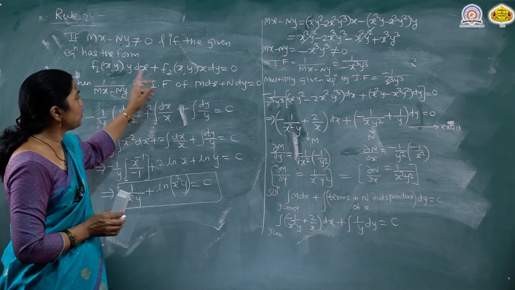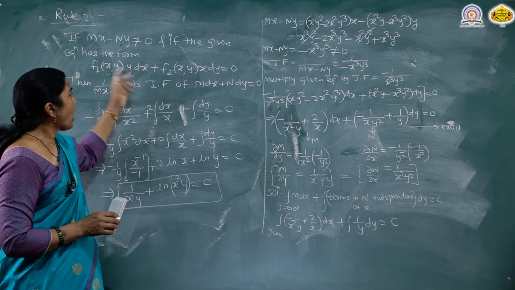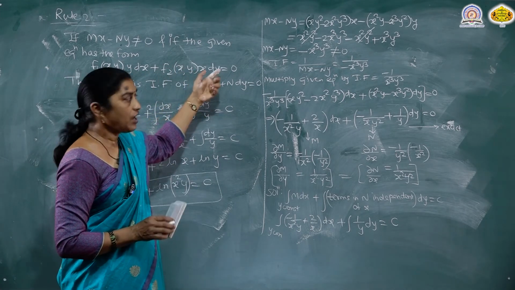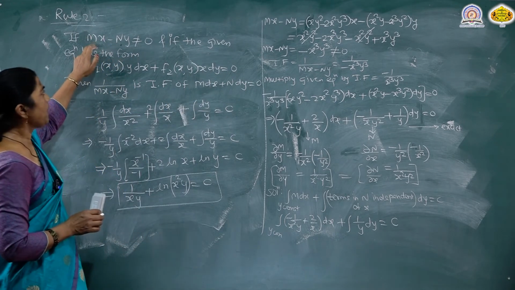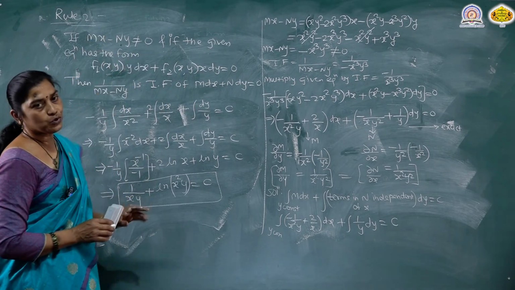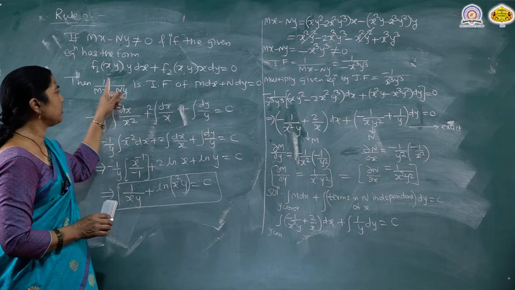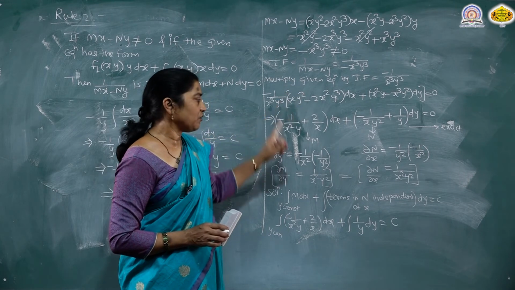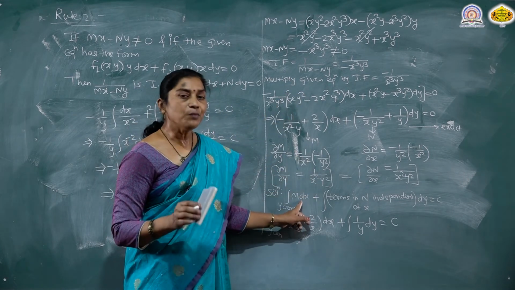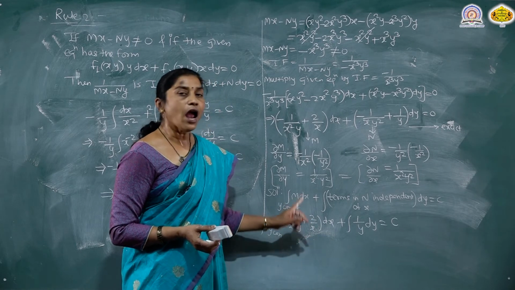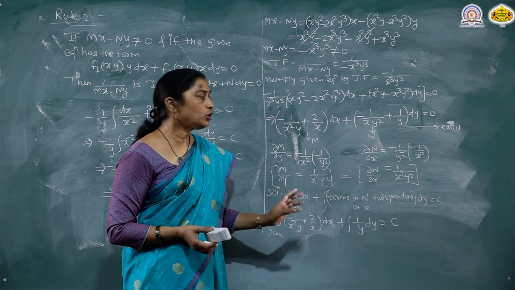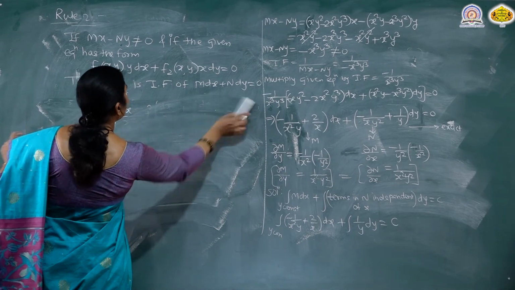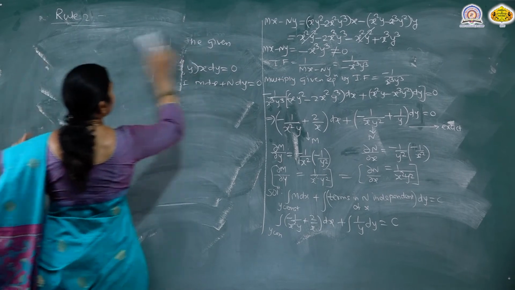So the given differential equation has this form: y into some function of xy dx plus x into some function of xy dy equal to 0, and Mx minus Ny is also not equal to 0. So the integrating factor is 1 upon Mx minus Ny. Once you multiply by that integrating factor, that equation becomes an exact differential equation and you are able to find the solution of that differential equation. Now consider the next rule, rule 3.